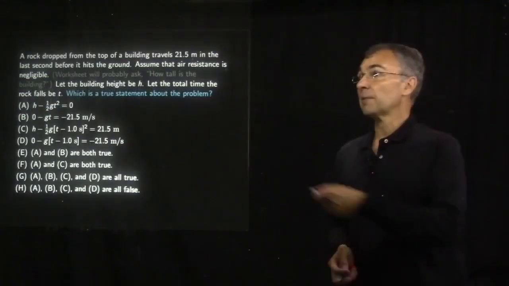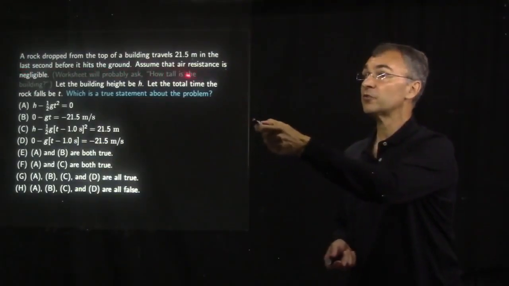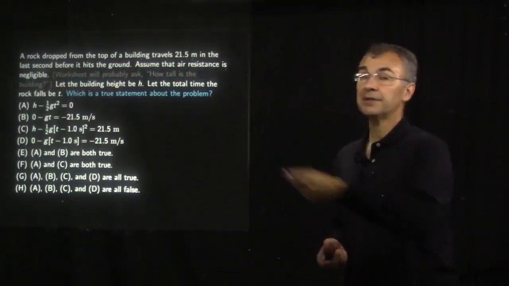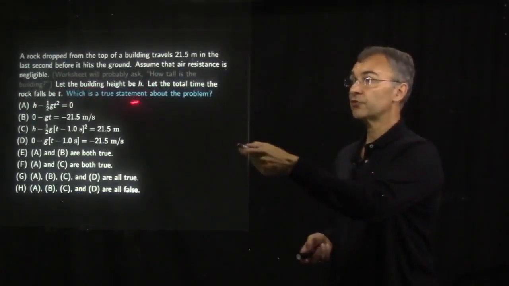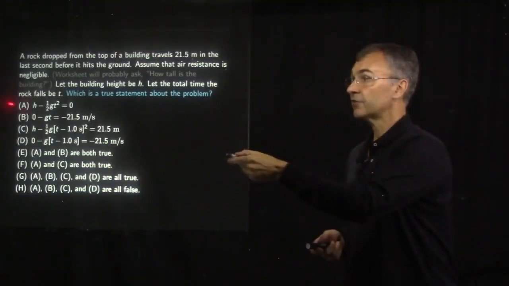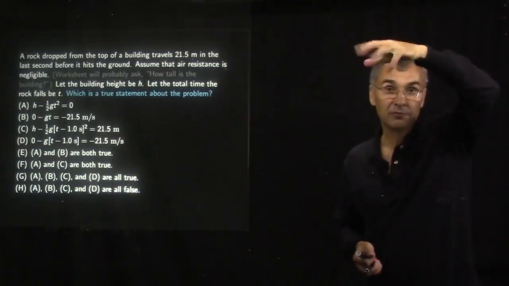That was kind of fun. A rock dropped from the top of a building travels 21.5 meters in the last second before it hits the ground. Assume that air resistance is negligible. Let the building height be h. Let the total time the rock falls be t. What is a true statement about the problem? H minus 1/2 gt squared equals 0. So it was dropped. When it says dropped, it doesn't mean thrown. It means just released from rest.